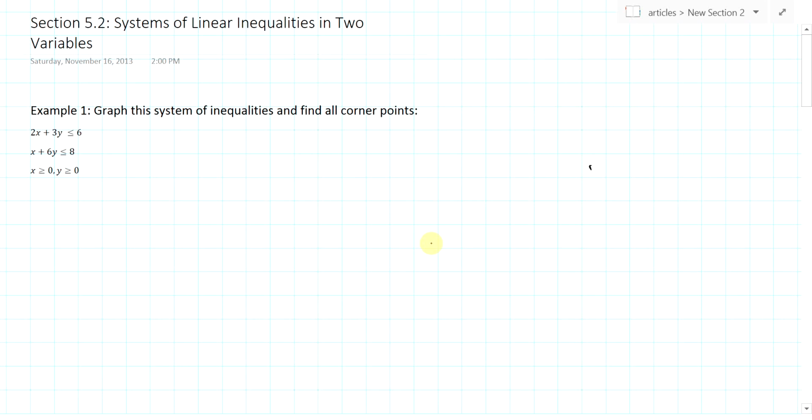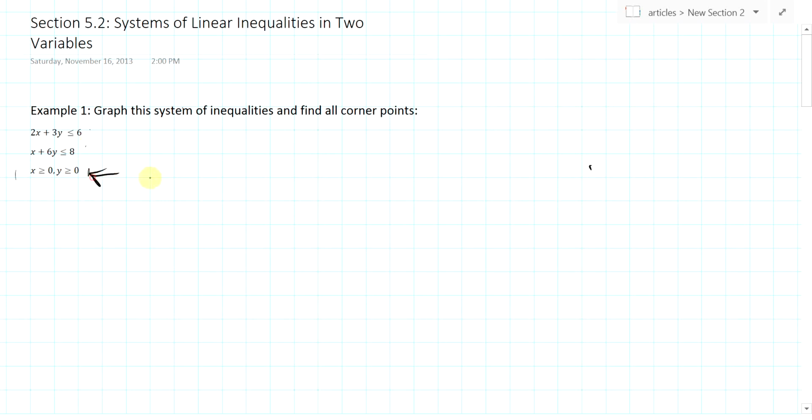Okay, we're back in section 5.2. This and then section 5.3 is the last one. And now instead of graphing just one inequality, we're going to graph a system, which means two inequalities. And the examples I'm going to be using will have these non-negative restrictions, x greater than or equal to 0, y greater than or equal to 0.